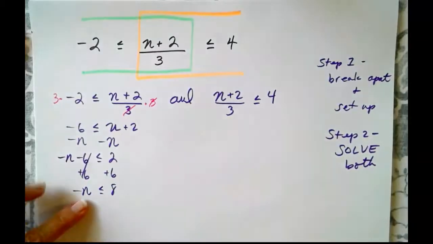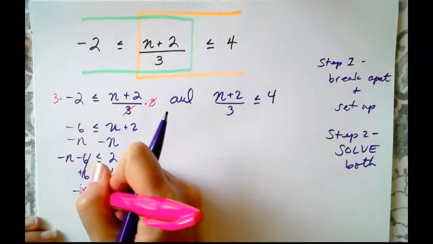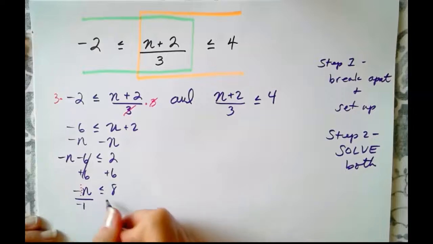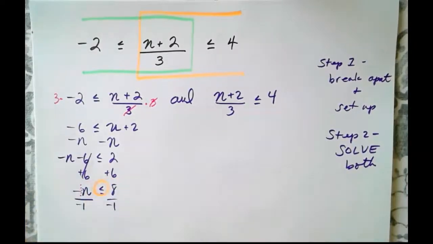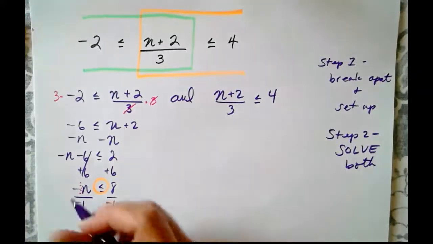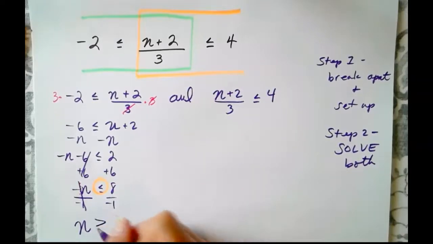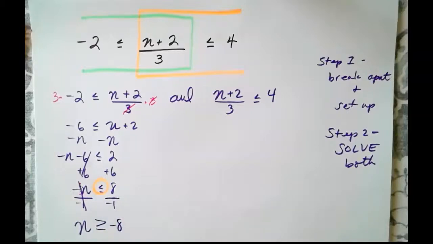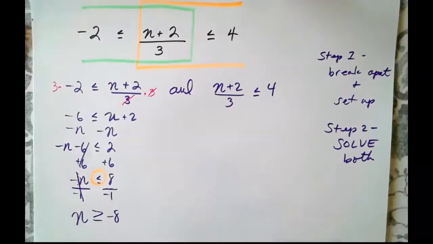And the glitch is about to happen. Remember, this is negative 1n. So we are about to divide by negative 1. And when we multiply or divide by a negative, it's going to flip that sign. So the negative 1's cancel. There's n. N is now greater than or equal to 8 divided by negative 1 is negative 8. So there's the first part of step 2 to solve the first inequality.